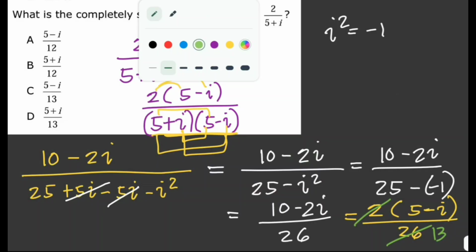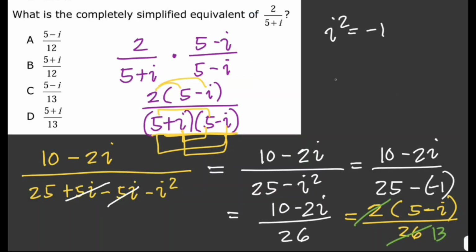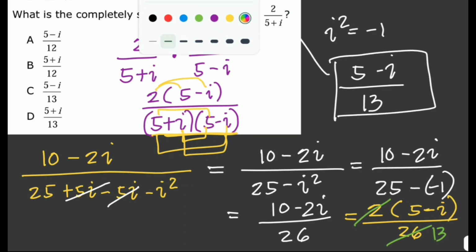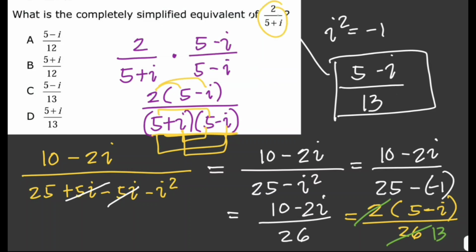Therefore, this one would become 5 minus i over 13. So this is our answer. So 2 over 5 plus i can be simplified as 5 minus i over 13. So the answer here is this one, letter C.